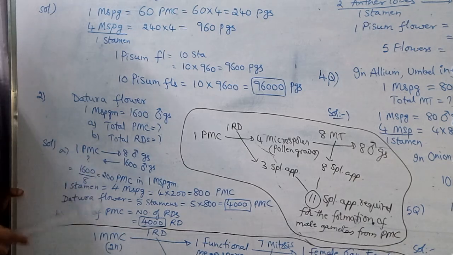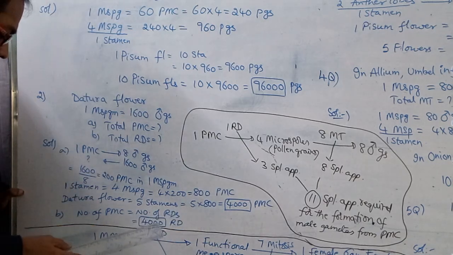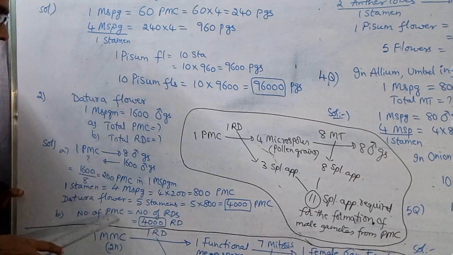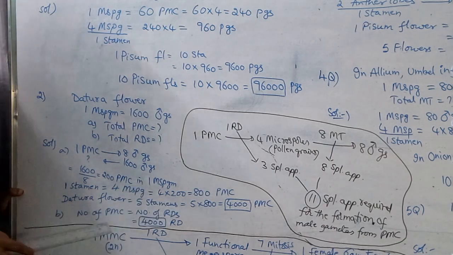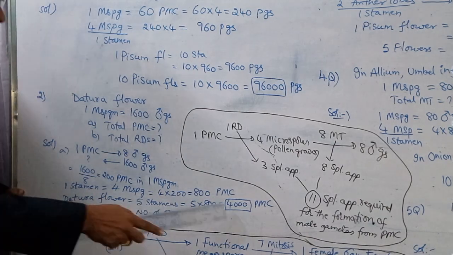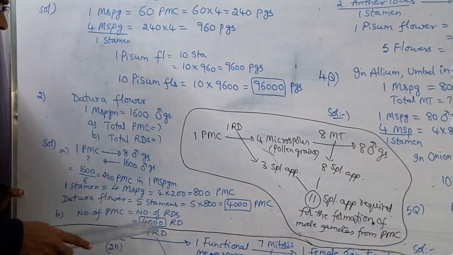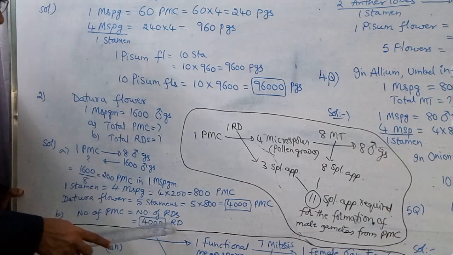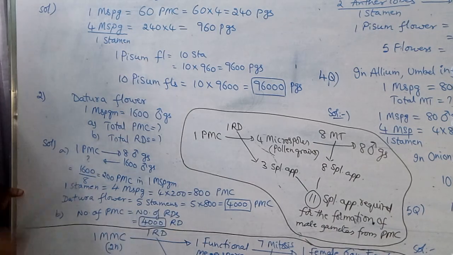Total RDs, how can we calculate RDs? The number of PMCs is equal to the number of RDs. That means in each PMC one reduction division occurs. That means 4000 PMCs are there. So that means 4000 RDs. Like that we have to calculate.